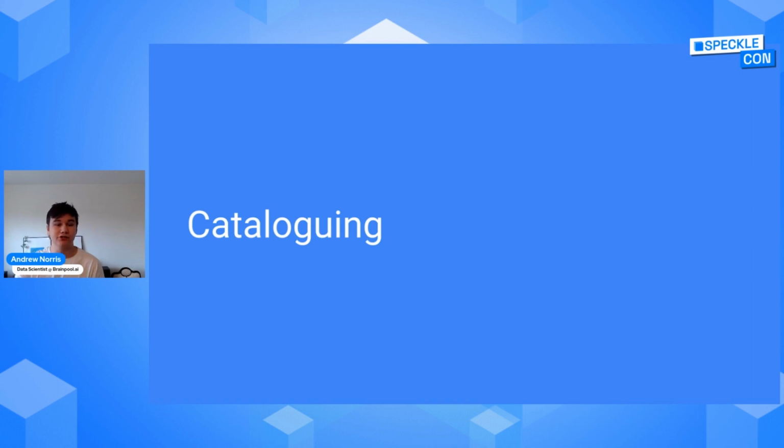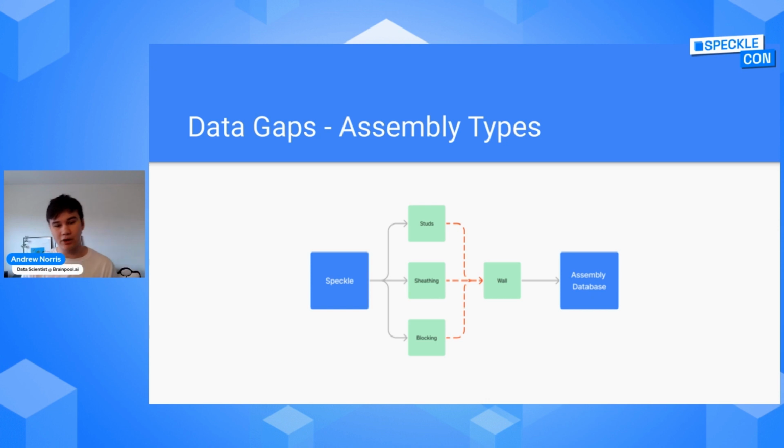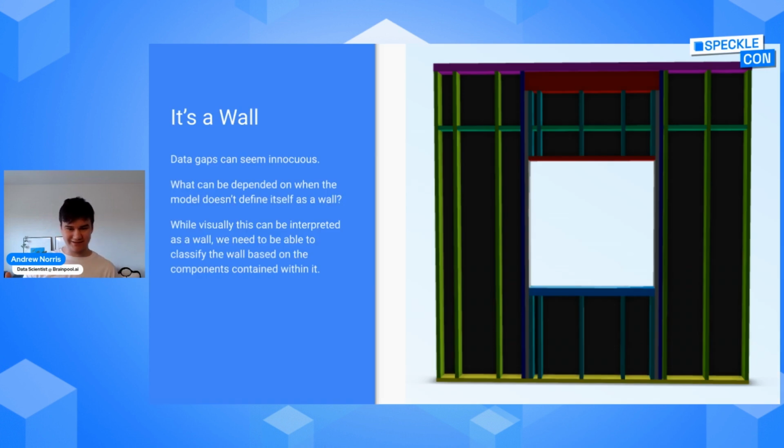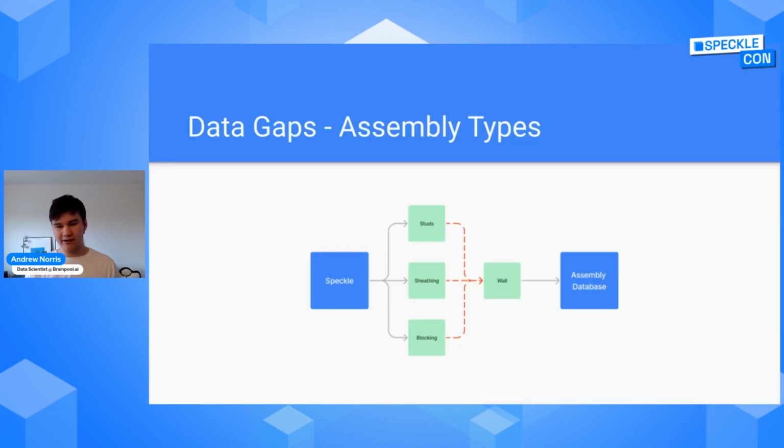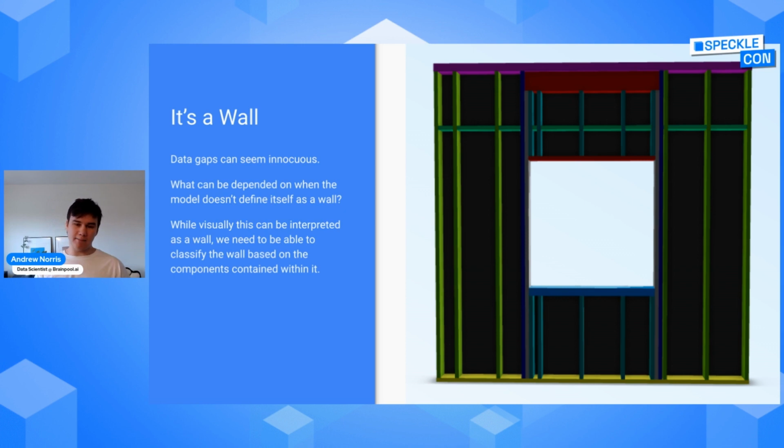So the second issue that we were trying to solve with this, the second data gap, was this assembly type one. This might seem really simple for a lot of people. When you look at this, it's a wall. I can see it's a wall, you can see it's a wall. If I put this image into ChatGPT, it knows it's a wall. That's a really innocuous data gap, trying to figure out why a large language model can't look at this and tell that it's a wall.